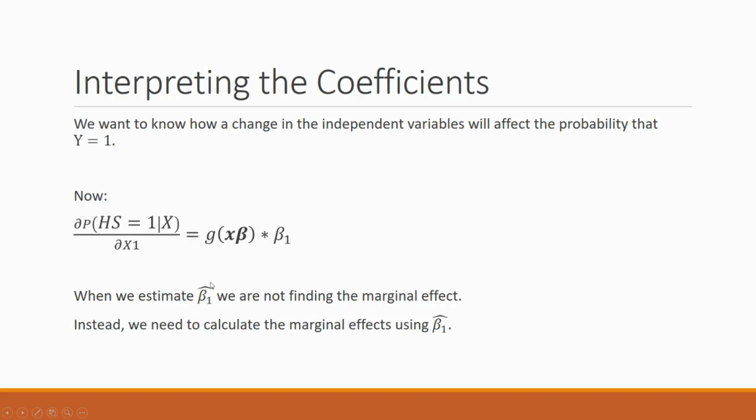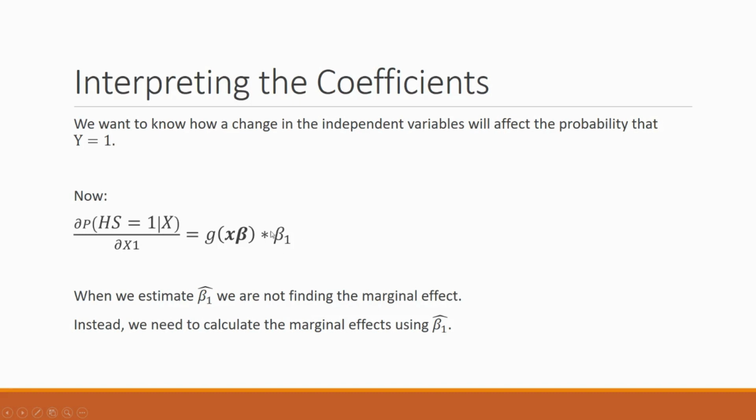When we estimate beta 1 hat, we are not finding the marginal effect. When I say marginal effect, I mean this. A marginal effect is how a change in the independent variable will affect the probability. So that's what I mean by marginal effect. It's the effect on the margin. It's the effect of a 1 unit change in x1 on the probability. All right. So when we estimate a probit model and we find beta 1 hat, we're not finding the marginal effect.